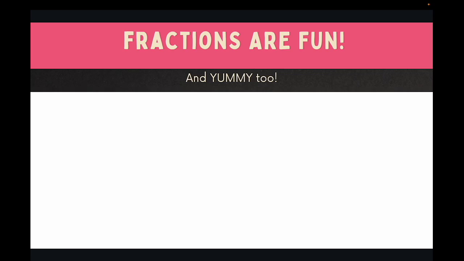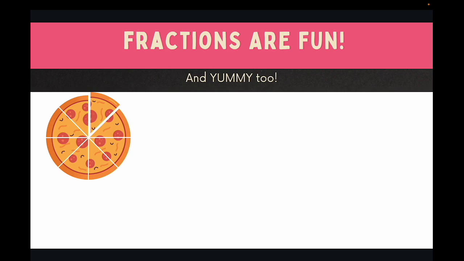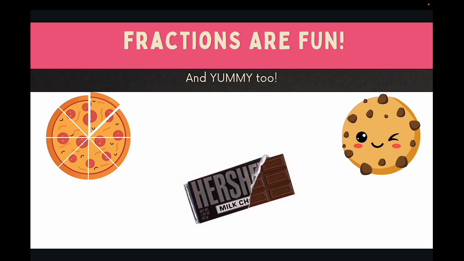A fun way to explore and learn about fractions is by utilizing food around us. In this lesson, the learner will be able to identify a fraction by comparing the number of shaded parts to the number of equal parts. Identify and find equivalent fractions using different representations, such as area models.